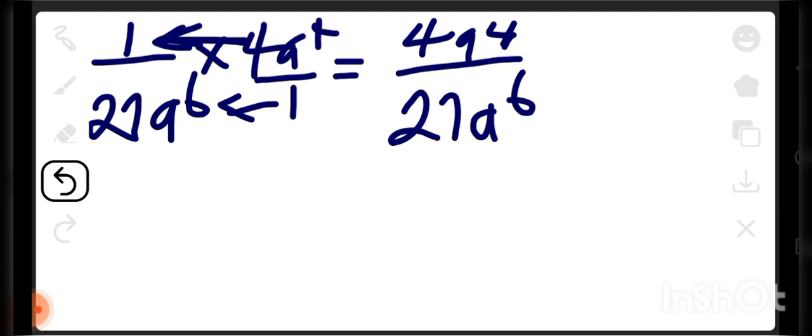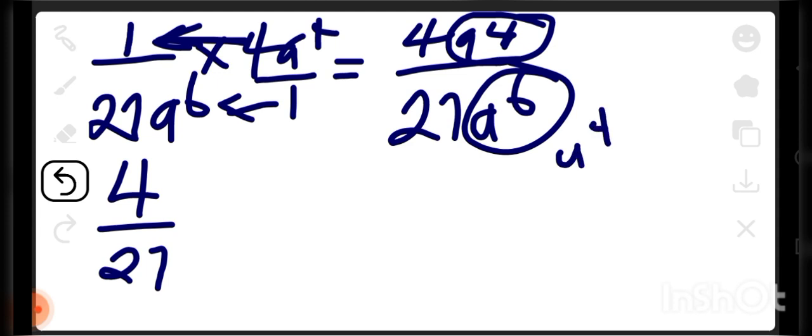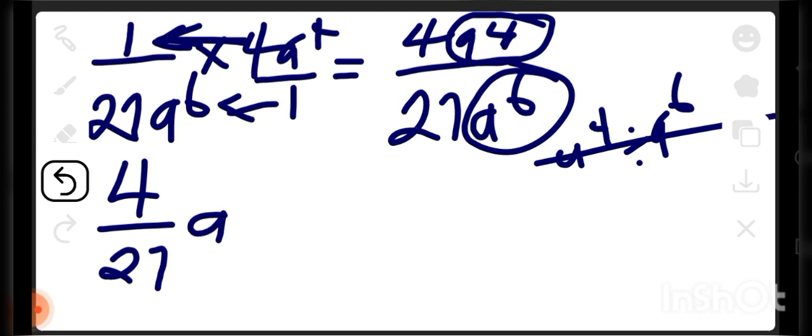So the next thing, look at what we're having. We're having a raised to power 4 divided by a raised to power 6. Both of them have the same base. So what are we going to have? We're going to have 4 over 27, then a raised to power 4 divided by a raised to power 6. So we can solve this as a raised to power 4 minus 6.